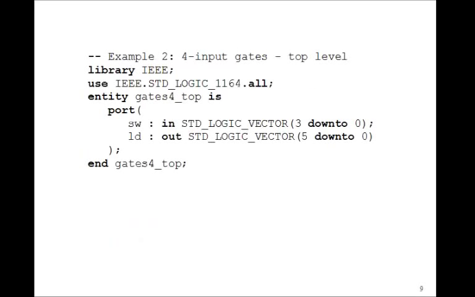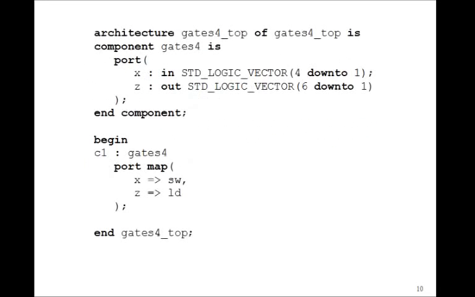Now we'll need a top-level design so that we can implement it on our FPGA, on our Nexys 2 board, for example. So here, we'll use the switches, 4 inputs, switch 3 down to 0 for the inputs, and we'll use the rightmost 6 LEDs, 5 down to 0 for the outputs. Then the architecture of the top-level design. Remember, between architecture and begin, we list the component, gates 4. That was our entity name for the 4 input gates.